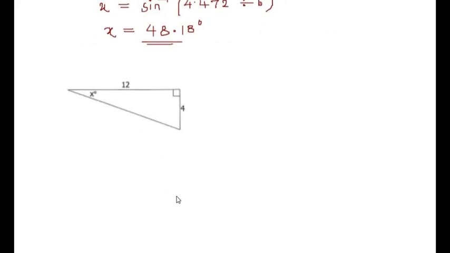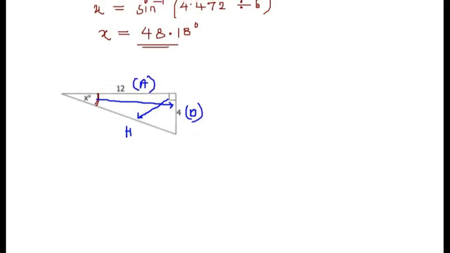Let us look at the next one. Here the angle is over here. So first we start by marking the hypotenuse. So here we can see the hypotenuse is over here. And this is going to be the opposite. And this is going to be the adjacent.